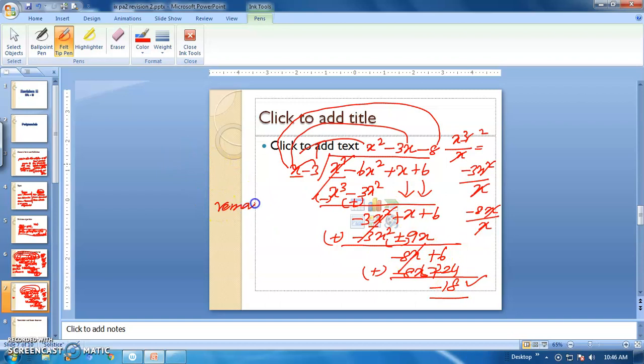Therefore remainder equal to minus 18, and quotient, so quotient equal to x square minus 3x minus 8. So that is the quotient. Okay, so that is the procedure to divide one polynomial by another polynomial.